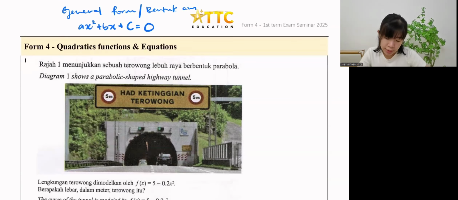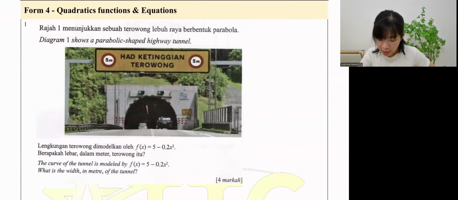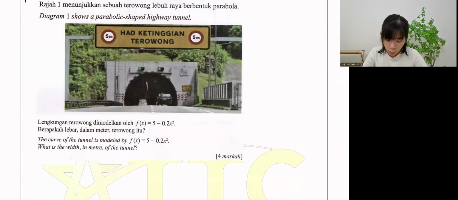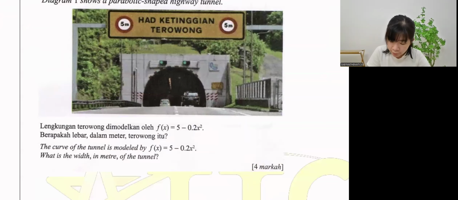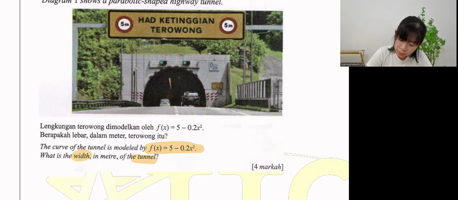Look at the first question. The diagram shows this highway tunnel. The curve of the tunnel is modeled by this function, f(x) = 5 minus 0.2x squared. What is the width in meters of the tunnel? The question wants to know the width of the tunnel.